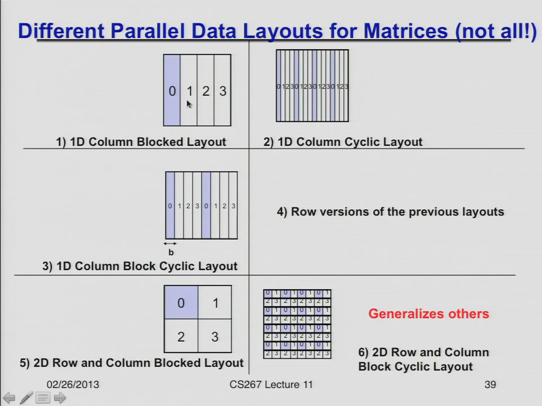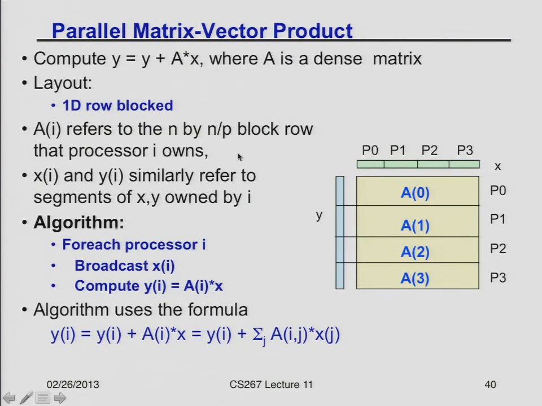But let me go back to this layout and do as best I can and see why I can't actually hit the lower bound. So let me just warm up with the notation. So I'm going to talk about matrix vector products first, just to see what that looks like. So I want to do y equals y plus A times x. Everything, A is a square matrix. And again, suppose I have 4 processors numbered from 0 to 3.